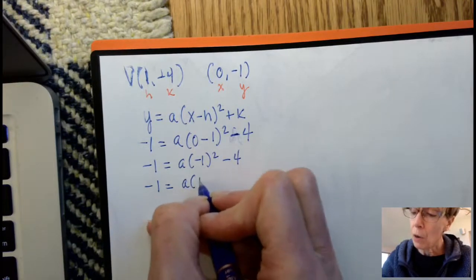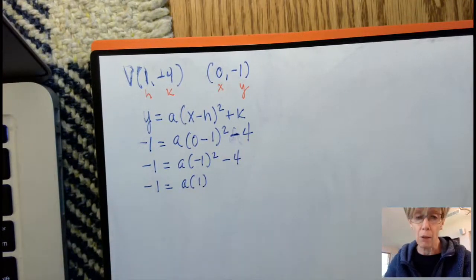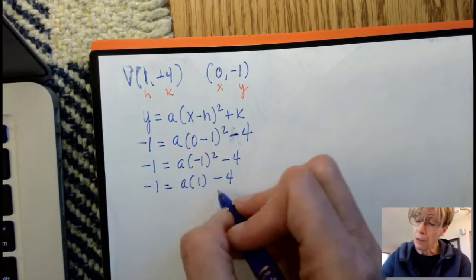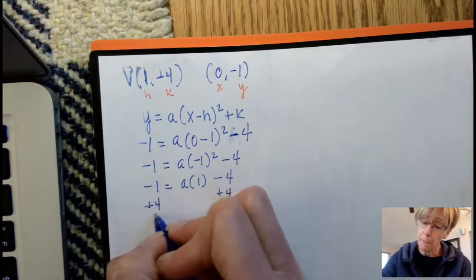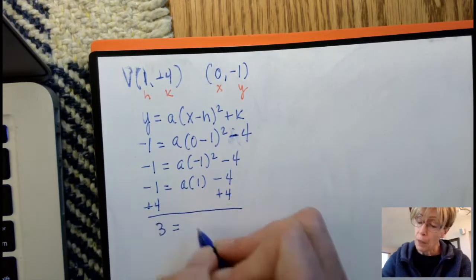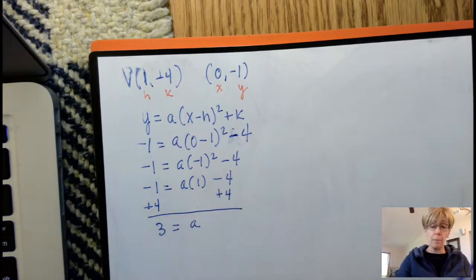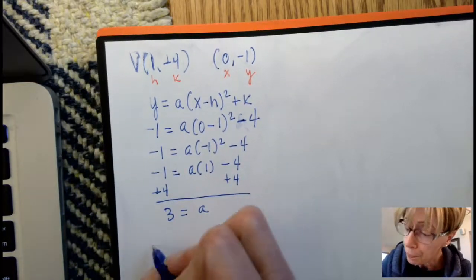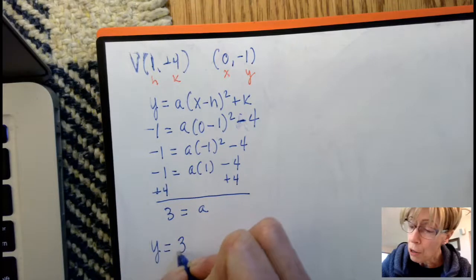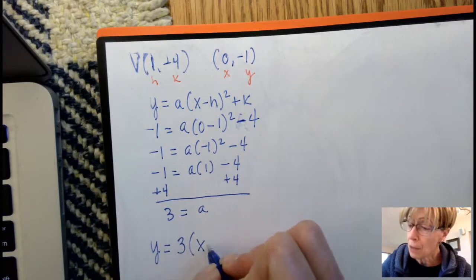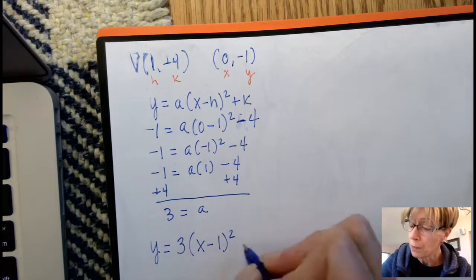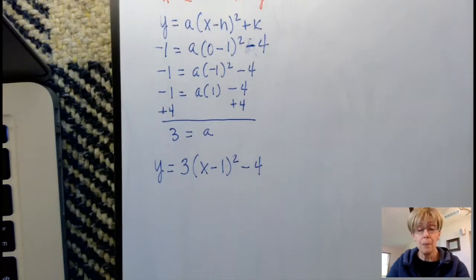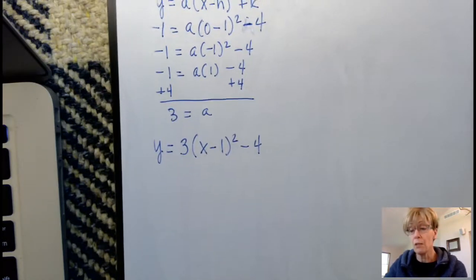So now that we found a, let's rewrite the equation. It's y equals 3 times (x minus 1) squared minus 4. Got to be able to see it. And what we have to do, once again, is put this in standard form. This is vertex form. We were able to put the vertex back into the equation. So this is vertex form, but we want standard form. So what we're going to do is write this out.